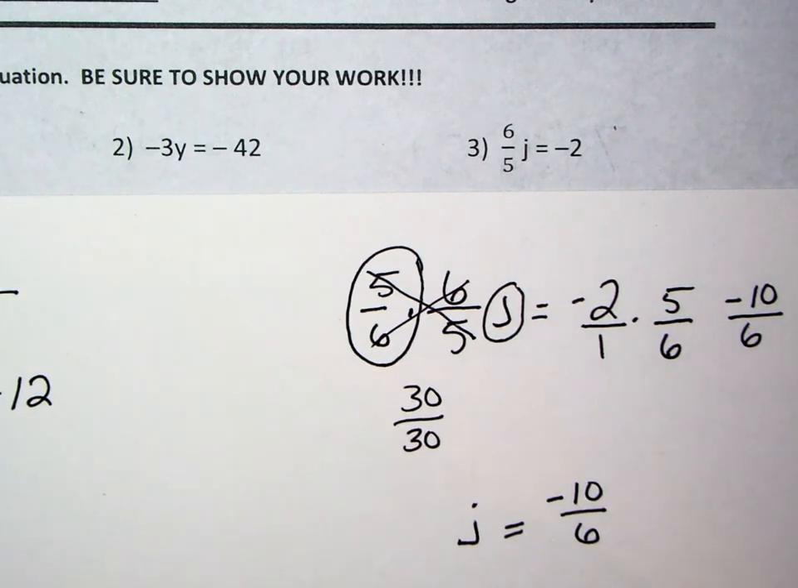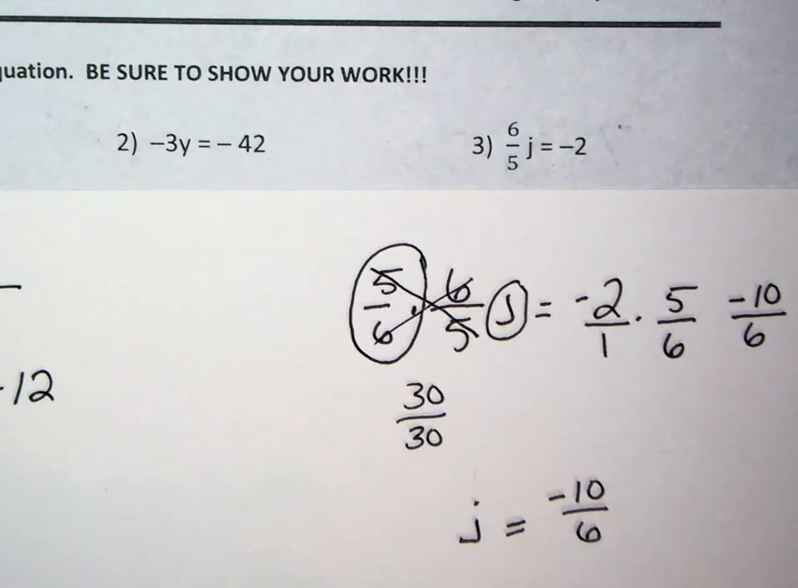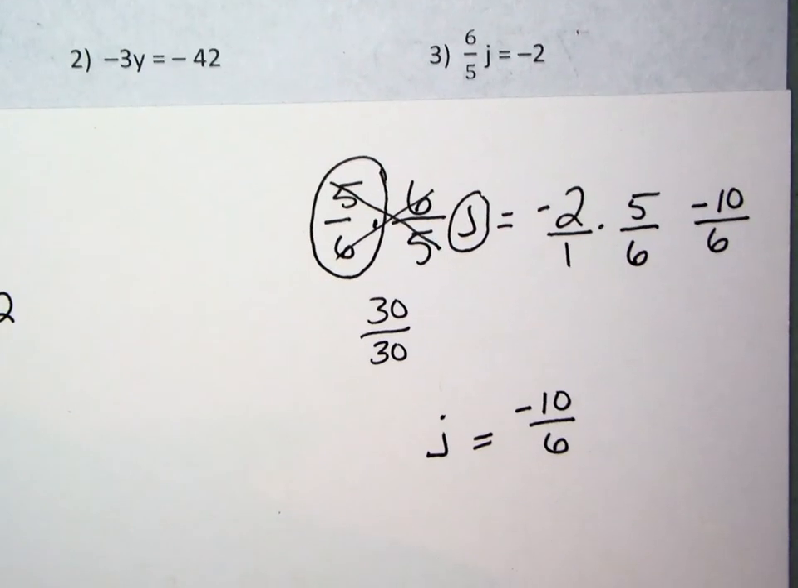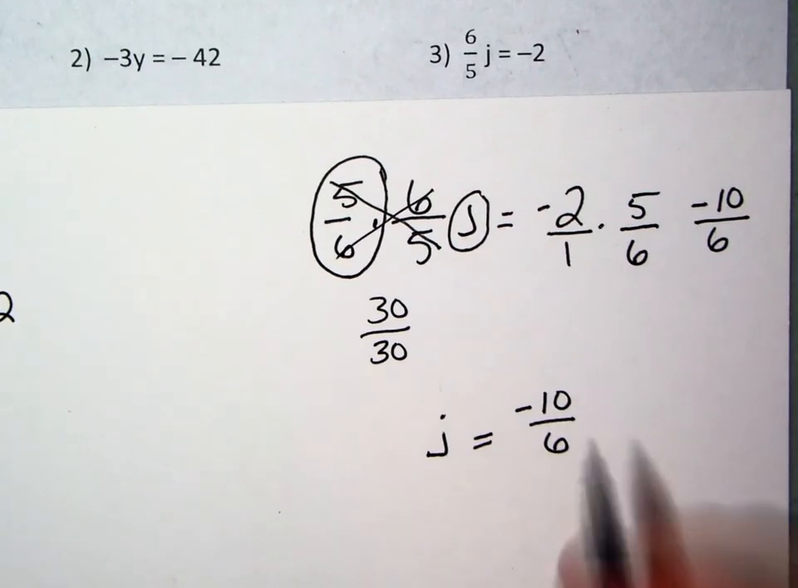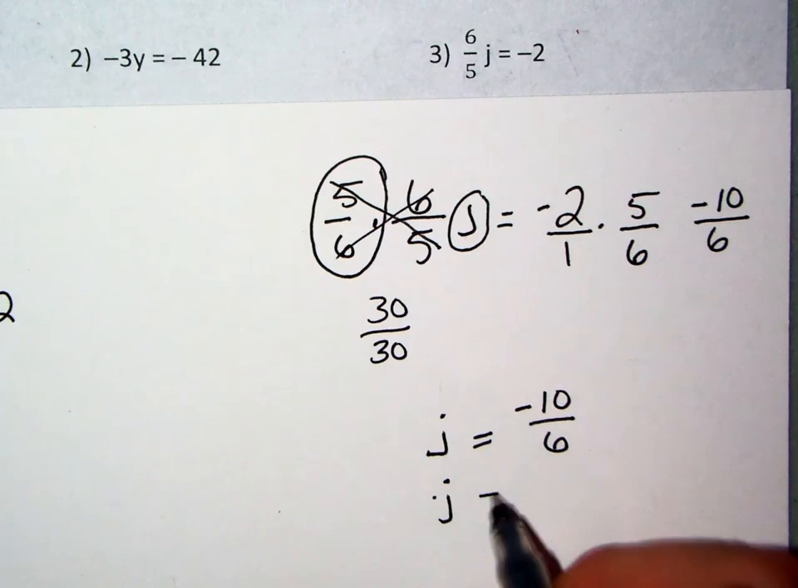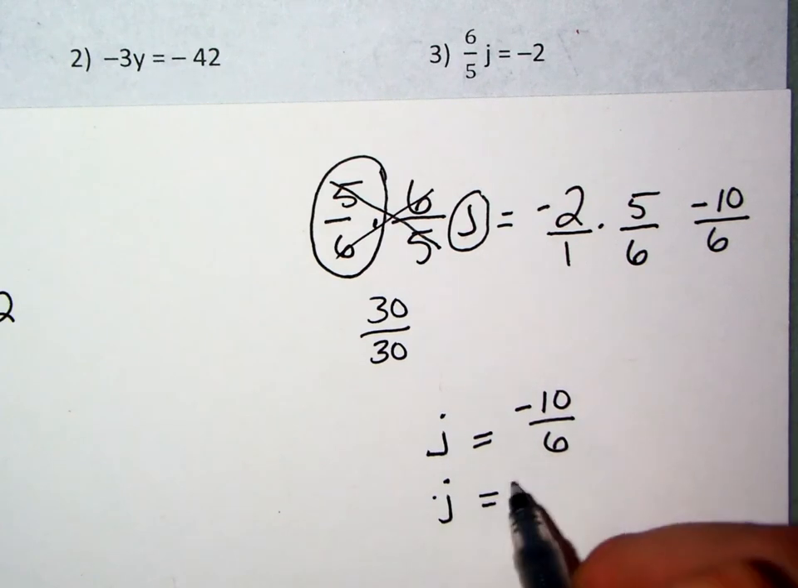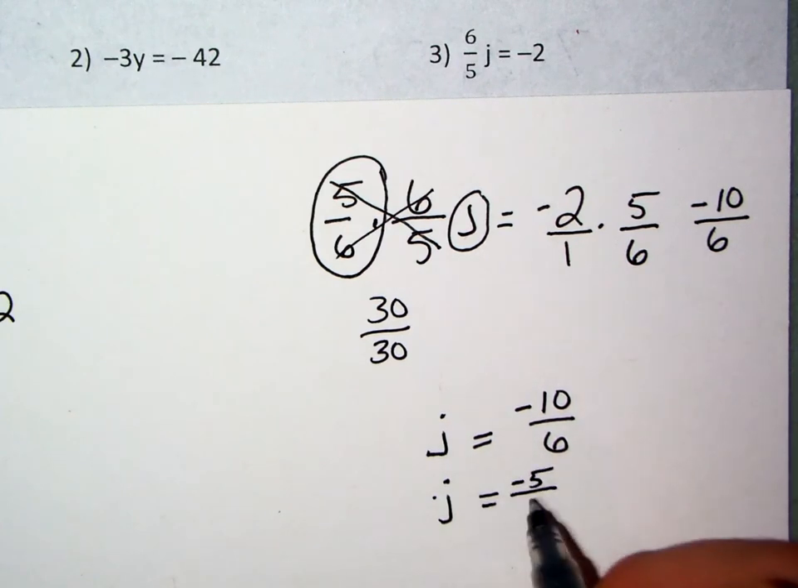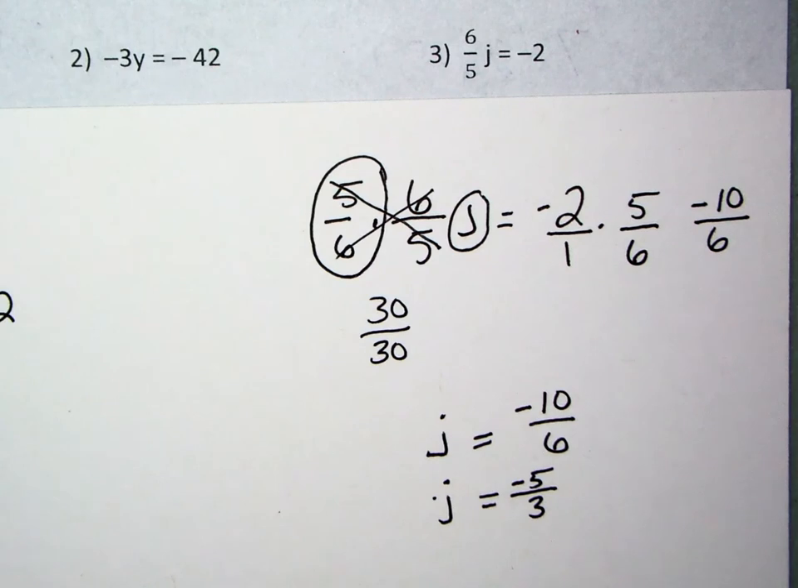And just to perfect this answer just a little bit, I'm going to simplify negative 10 over 6 because they're both even numbers. And we know that even numbers can be divided by 2. So j would equal negative 5 over 3.